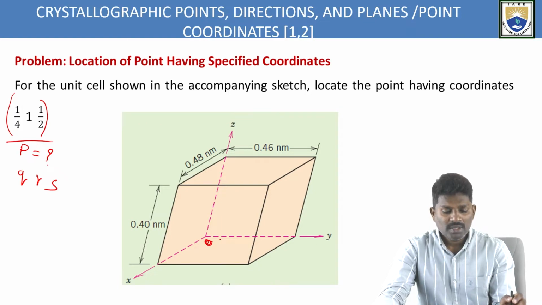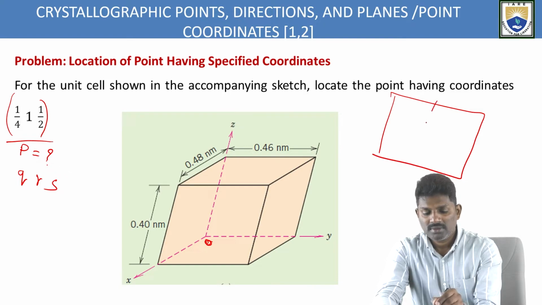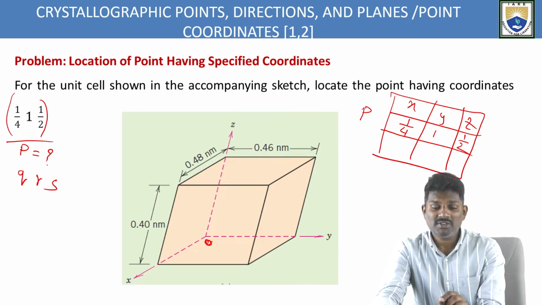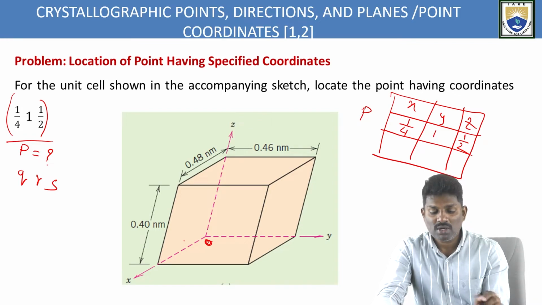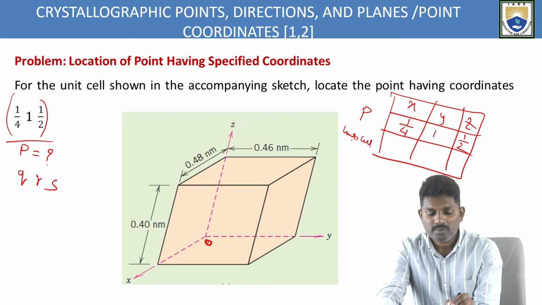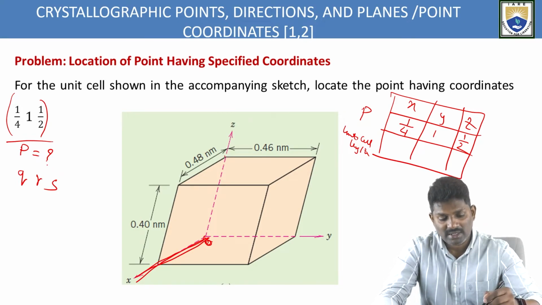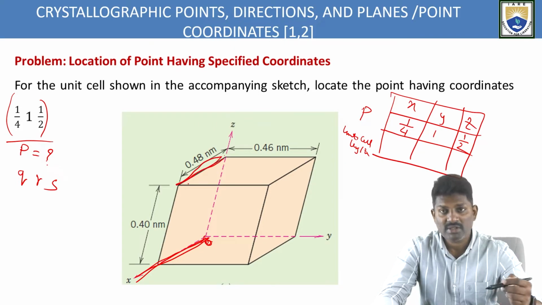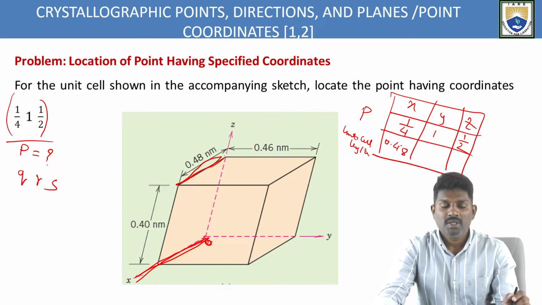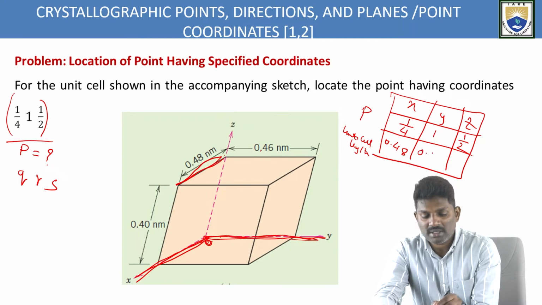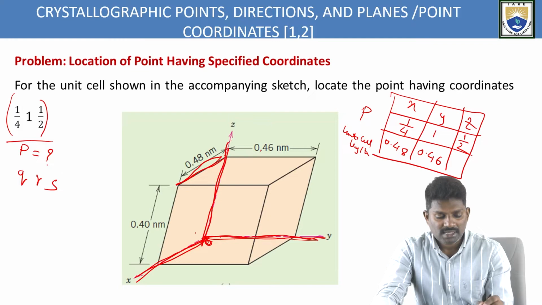Now, simple logic is that we have to draw the table. All three axes we have to represent here: x, y, z. And what are the positions of the point P given to us? It is 1/4, 1 and 1/2. Now I have to represent the coordinates of the point P with the help of the edge lengths given to you. So what are the unit cell lengths? Along the x direction, you have to see which edge is parallel. So this is exactly parallel to this, so this is along x, and it is 0.48. Similarly, what is the distance along y? This is my y direction, and 0.46 is exactly parallel. And what is z here? z is exactly parallel to 0.4.